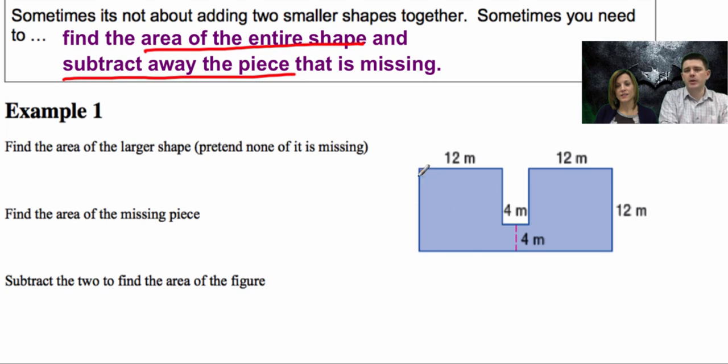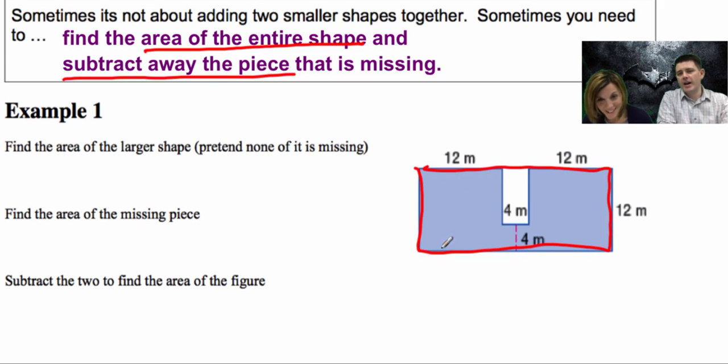So in our first example here, pretend this whole rectangle was here. We're going to find the area of that whole thing, pretending there isn't a hole in it. Then we're going to come back and figure out which part of it is missing, and then figure out how much is left over when I'm done with the missing piece.